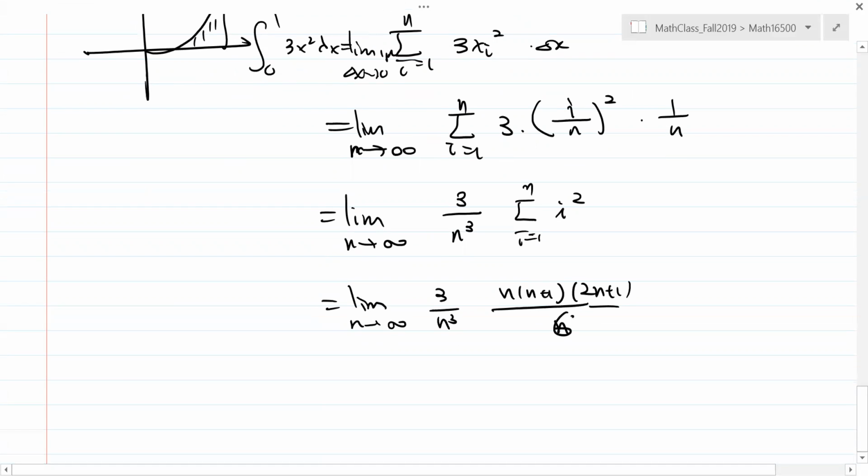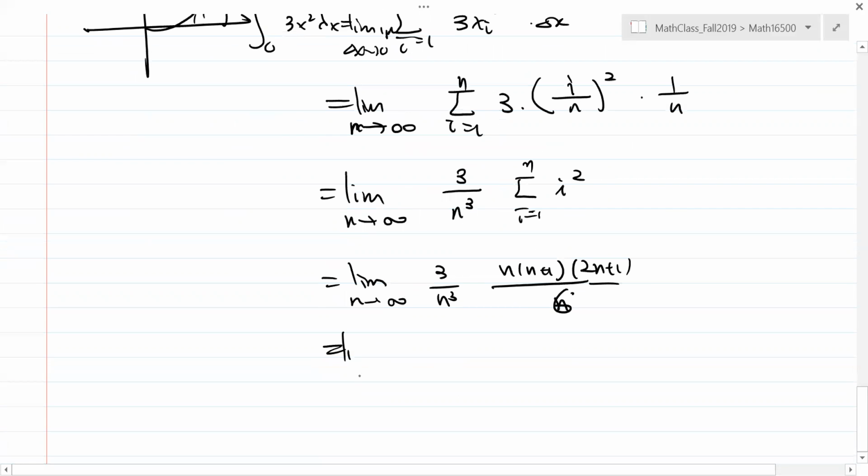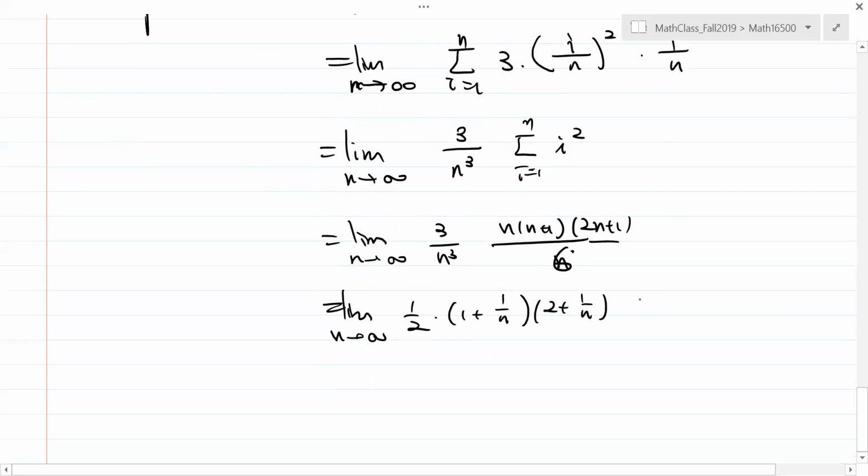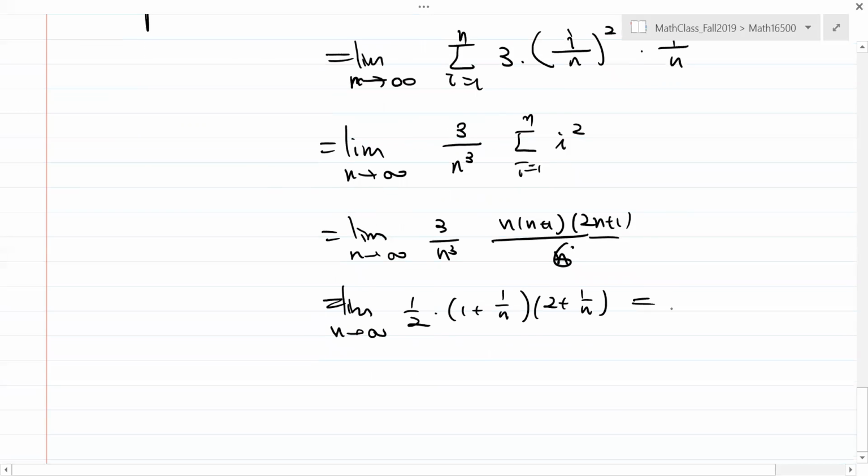Okay, and this one definitely has a limit. Okay, you cancel 1 after you simplify it, and that's going to be 3 over 6 is 1/2. Then n is gone, 1 over n. It's 2 plus 1 over n. So the answer will be what? All right. So we use the definition of the integral, almost right, to find the integral.